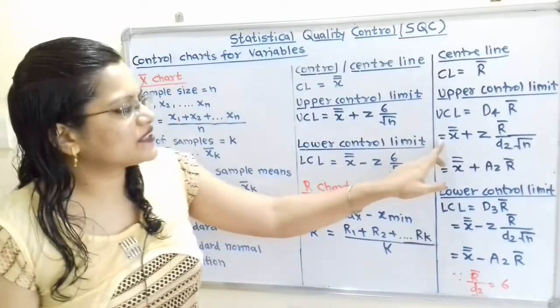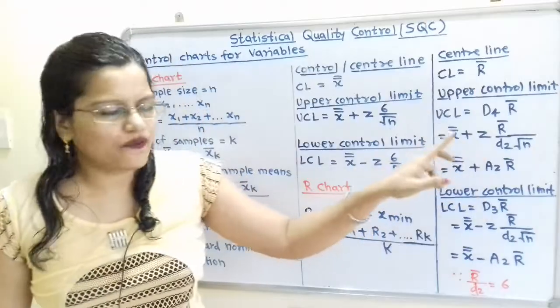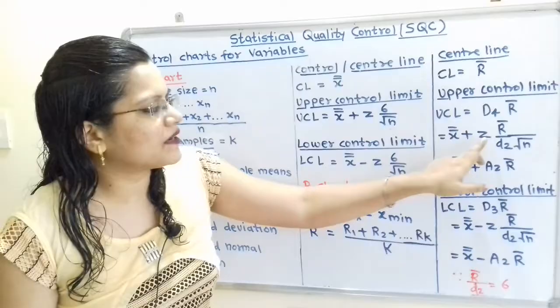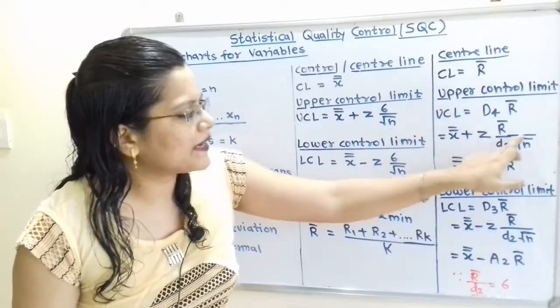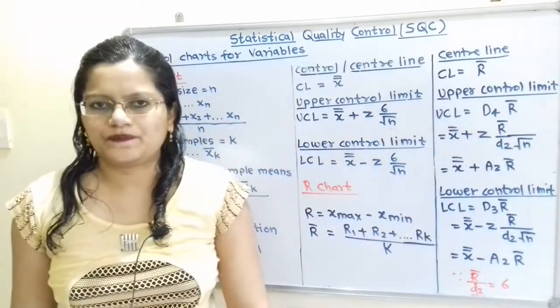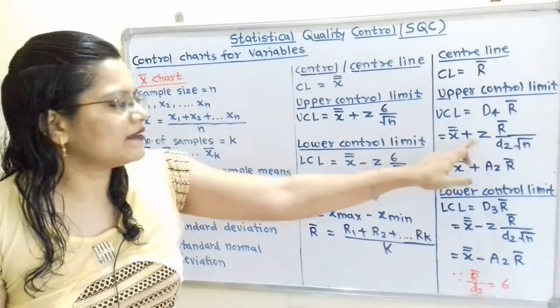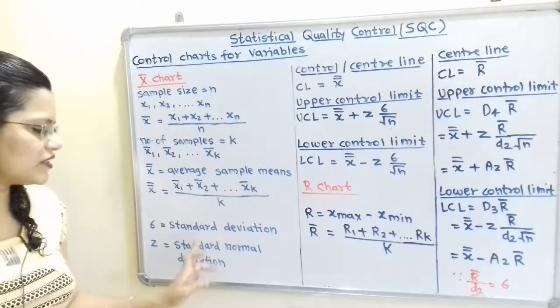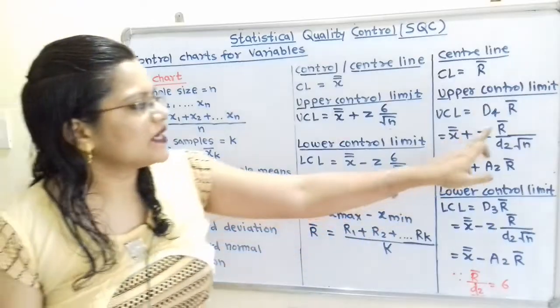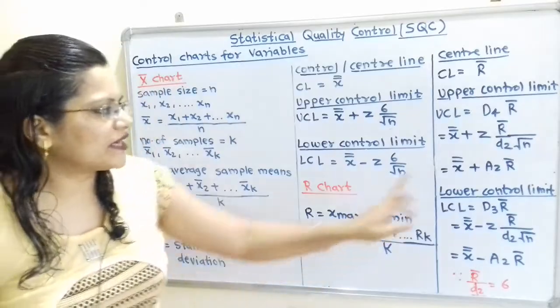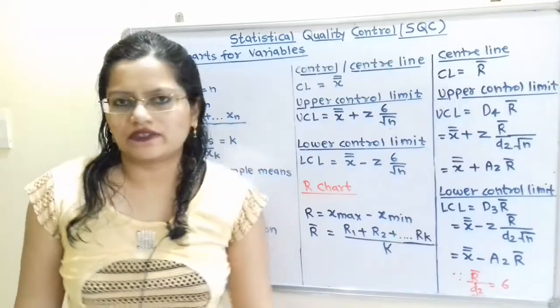Then again, we can use the second formula, x double bar plus Z R bar by d2 under root n. Here x double bar we can calculate, Z is mentioned in the question as the standard normal deviate, R bar we can calculate, and what is this small d2?